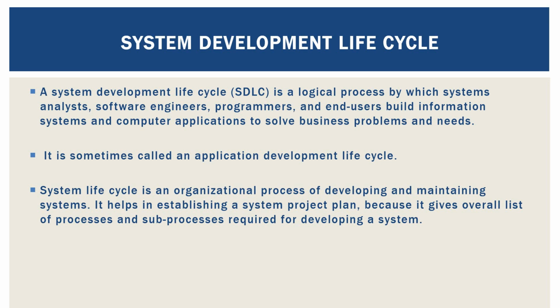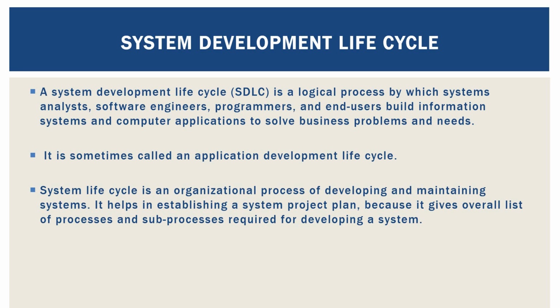Okay, let's proceed. A system life cycle is the logical process by which systems analysts, software engineers, programmers, and end users build information systems and computer applications to solve problems and needs. It is also called the application development life cycle. So it's called the system development life cycle, software development life cycle, or application development life cycle. A system life cycle is an organizational process of developing and maintaining systems.